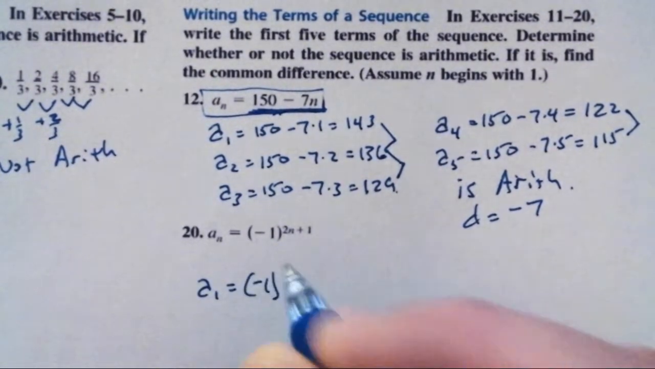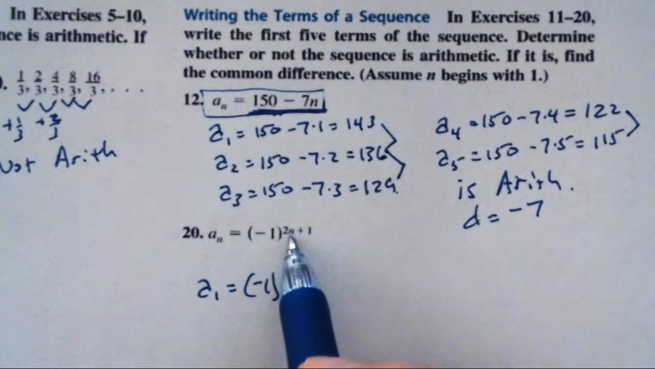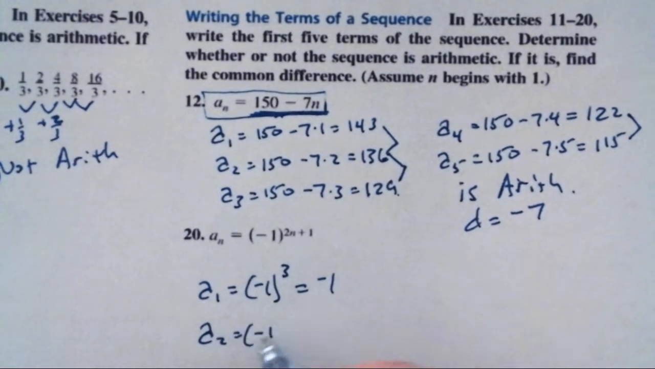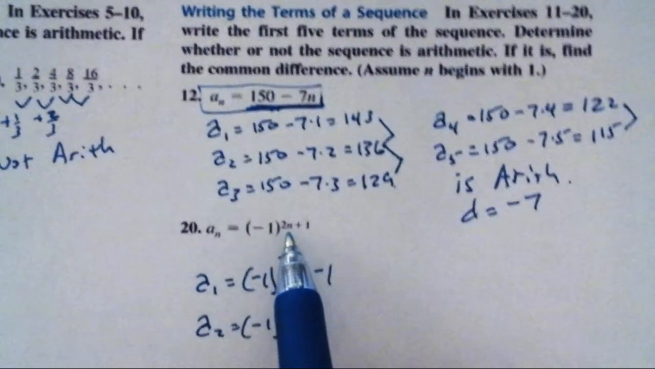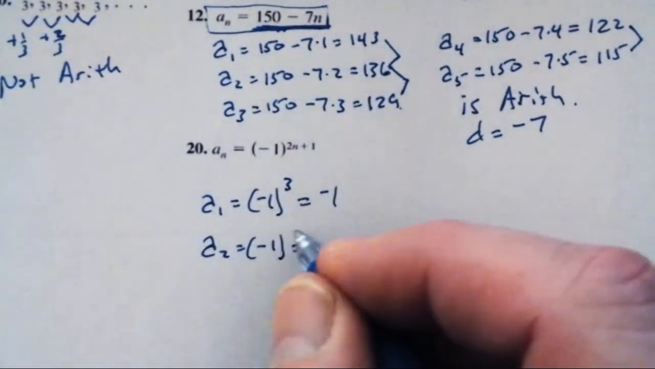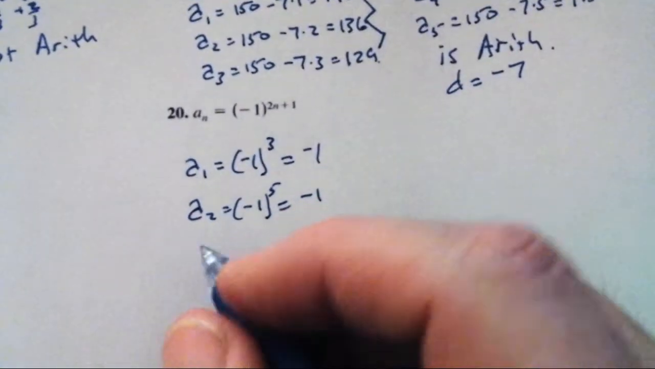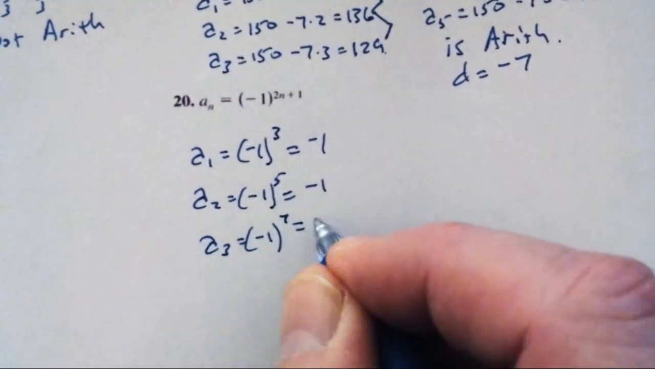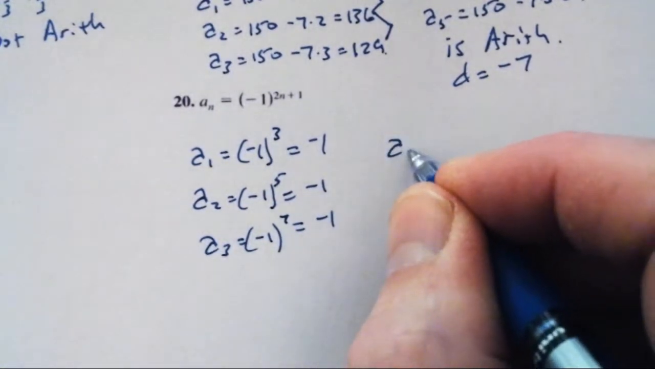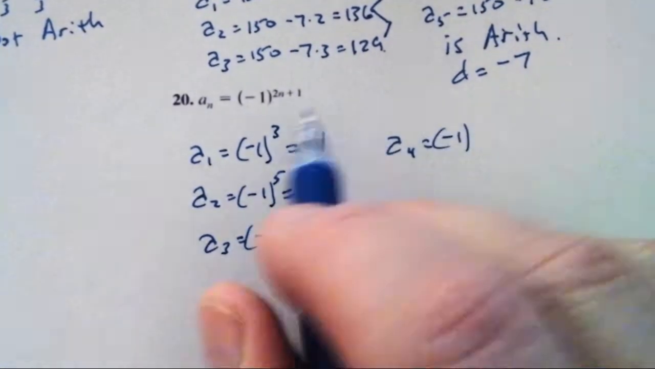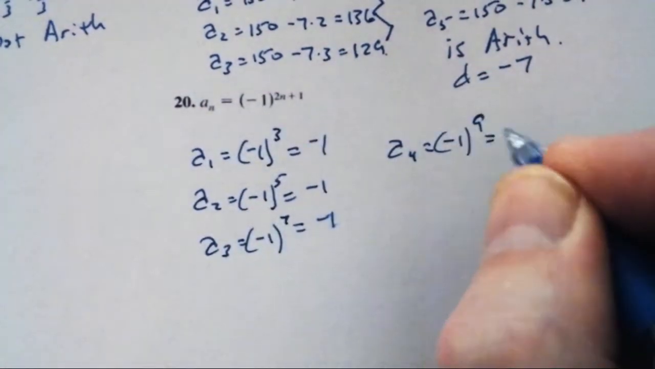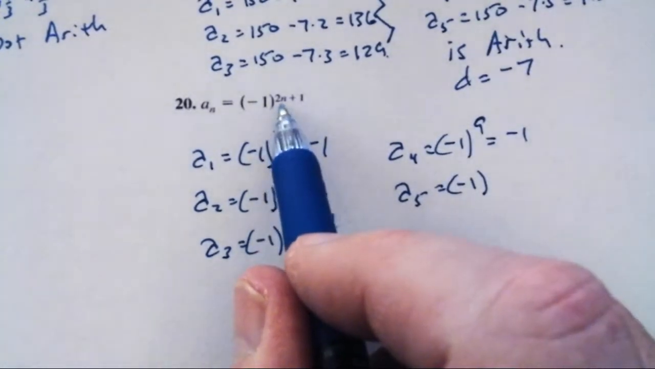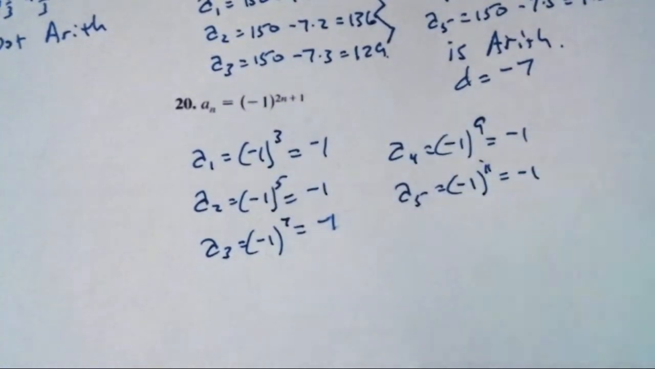A1 becomes negative 1 to the 2 times 1 plus 1, to the third, negative 1. A2 is negative 1 to the, put 2 in here, and we get 4 plus 1, 5, and that's negative 1. A3 is negative 1 to the 6 plus 1, 7th, negative 1. A4, negative 1 to the 8 plus 1, 9, negative 1. And A5, I'll bet you can guess, 10 plus 1, 11, and that's negative 1.